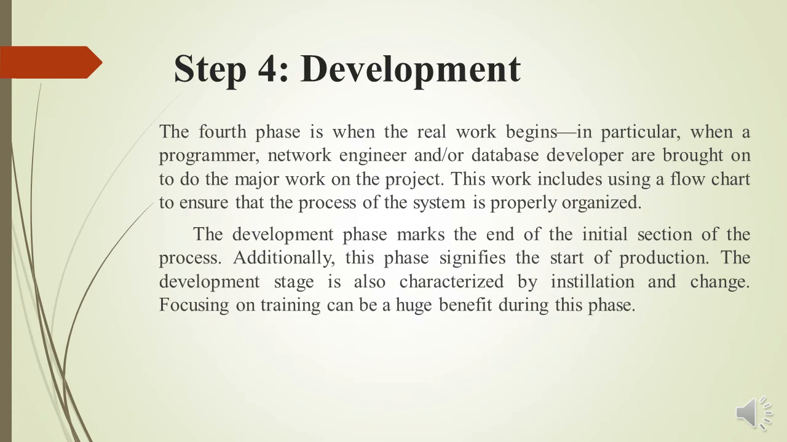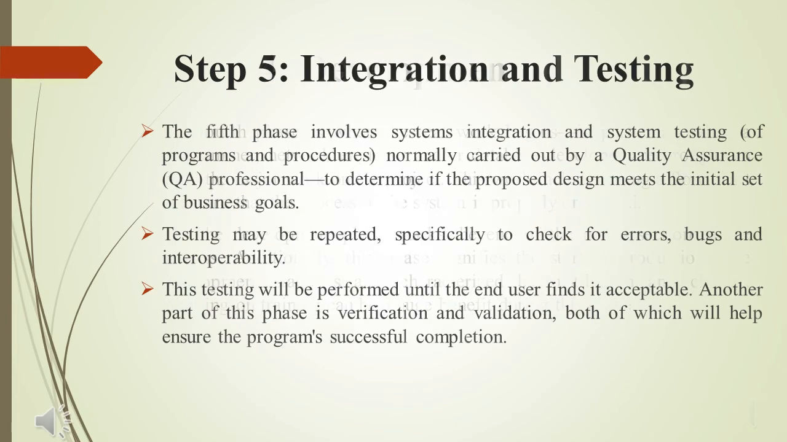Now I'm going to explain the fourth stage, which is development. The fourth phase or stage is when the real work begins. In particular, when a programmer, network engineer, or database developer is brought on to do the major work on the project. This work includes using a flowchart to ensure that the process of the system is properly organized. The development phase marks the end of the initial section of the process. Additionally, this phase signifies the start of production. The development stage is also characterized by installation.